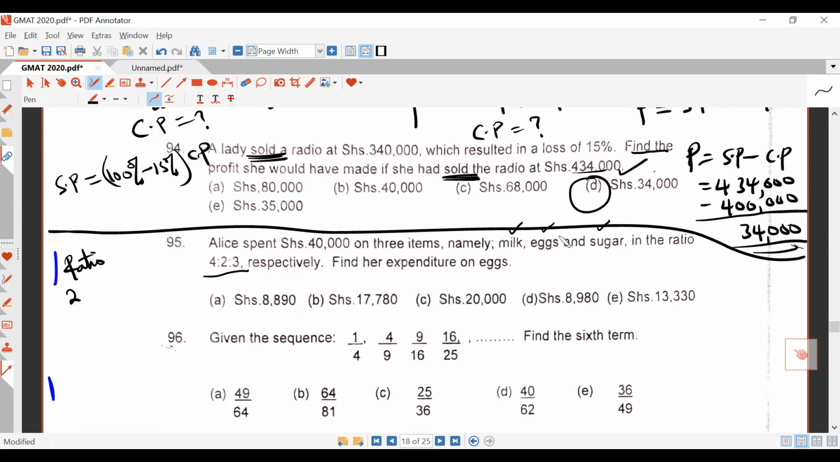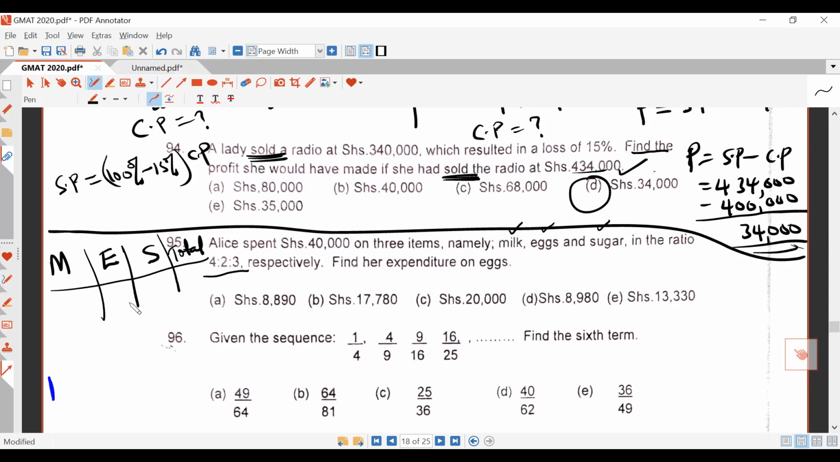Okay. First of all, what comes first? It is milk which comes first. So I will come here and write milk. The next one is eggs. The next one is sugar. Then afterwards, I'll have the total.